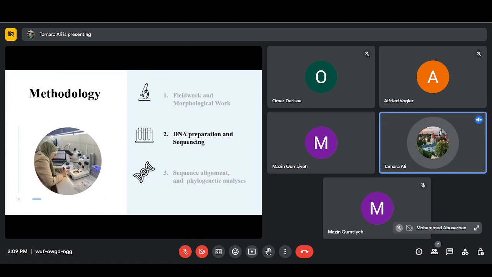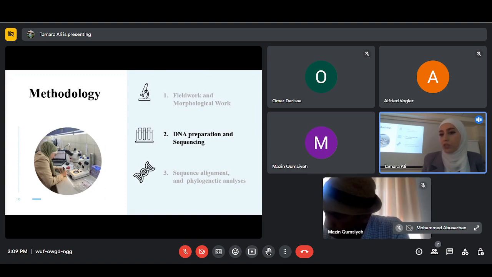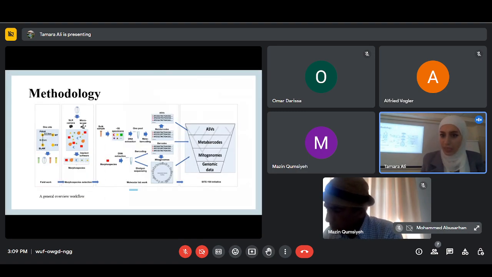Then we extracted mitochondrial DNA from their tissue, then sequenced a specific region of the mitogenome, cytochrome oxidase subunit 1, CO1, which is commonly used as a molecular marker in insect systematics, and amplified the DNA barcoding, and then sequenced by Illumina. This figure shows an overview of the procedure.